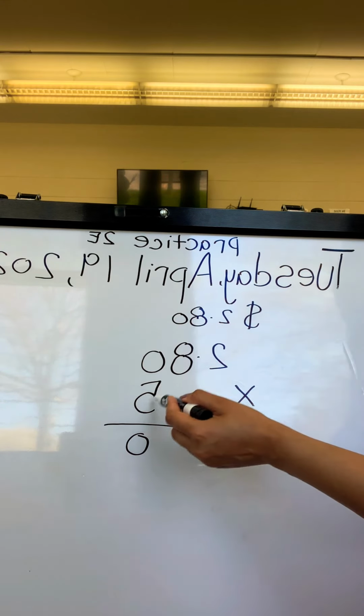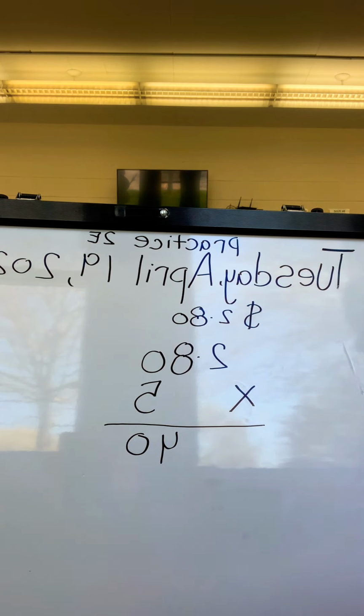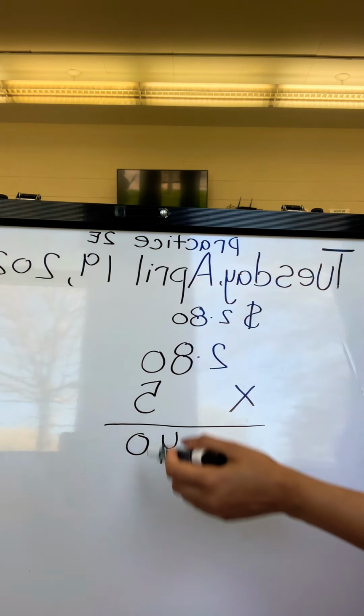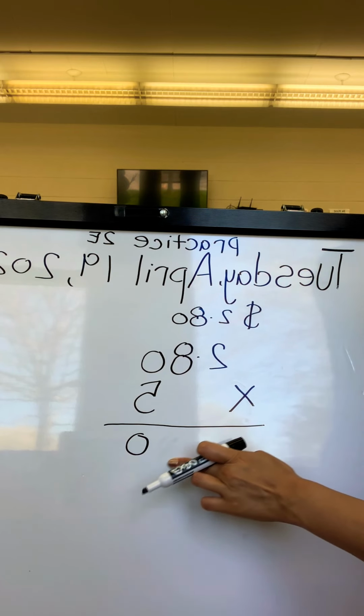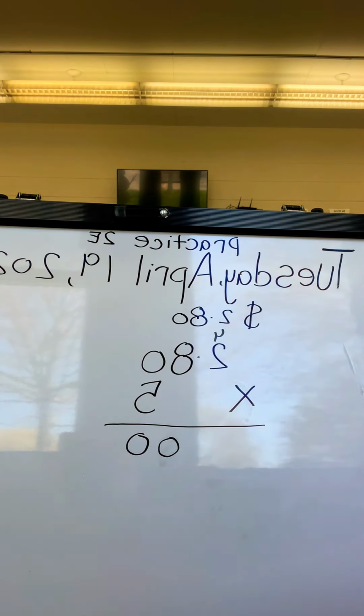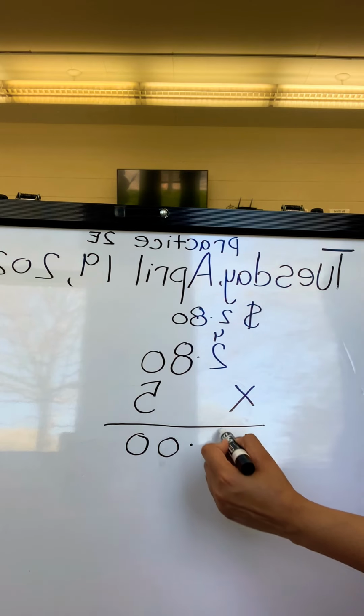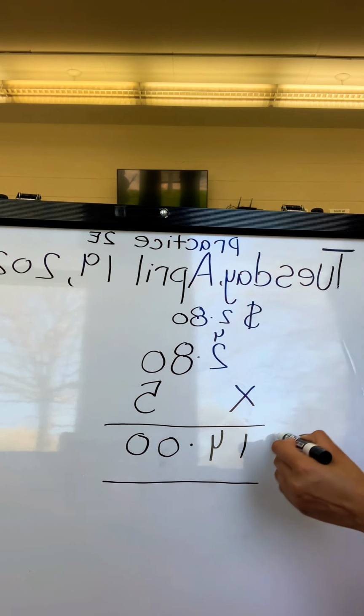And we are going to do 5 times 8 gives me 40. So I'm going to put my 0 down, and I'm going to take my 4 up at the top. Then 5 times 2 gives me 10 plus 4, don't forget your decimal, 14.